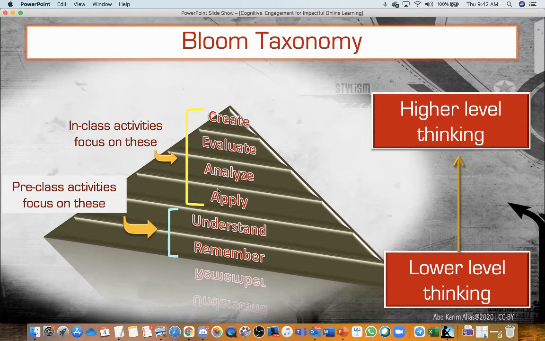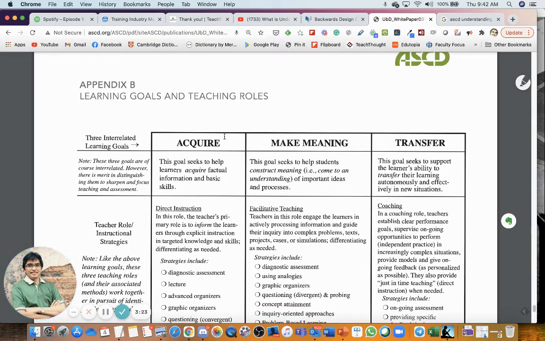We shall see that the idea of McTighe and Wiggins can also be related to Bloom's taxonomy quite easily. McTighe and Wiggins have categorized the learning goals, and these learning goals are interrelated, into 3 categories: acquire, make meaning, and transfer. These 3 learning goals are interrelated. However, there is merit in distinguishing them to sharpen and focus teaching and assessment.